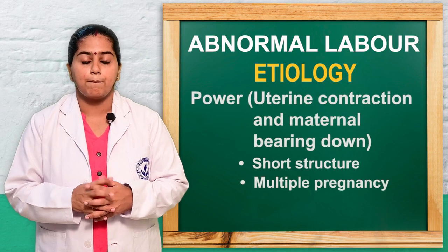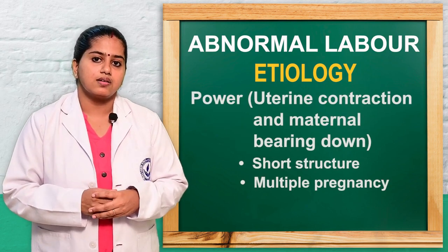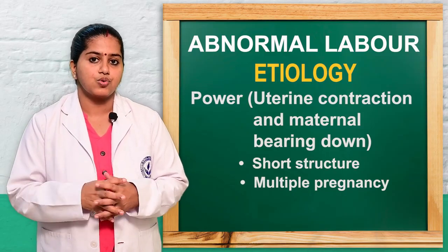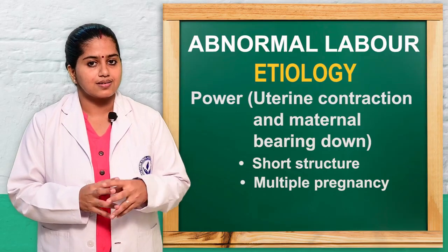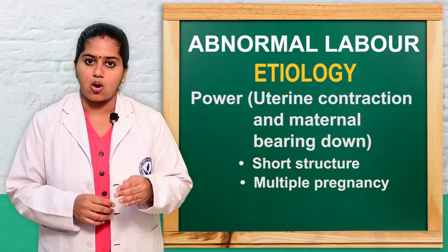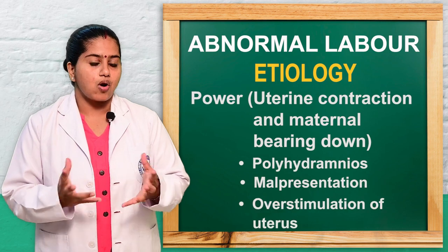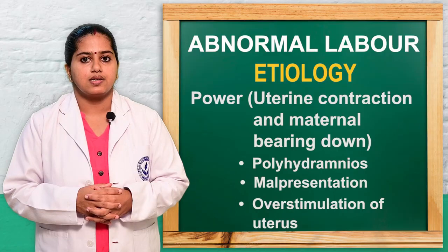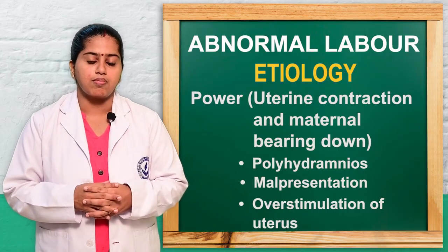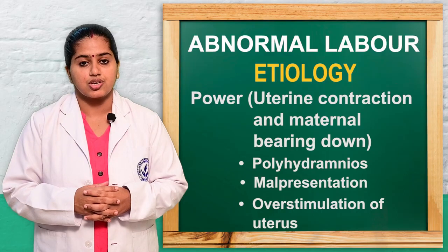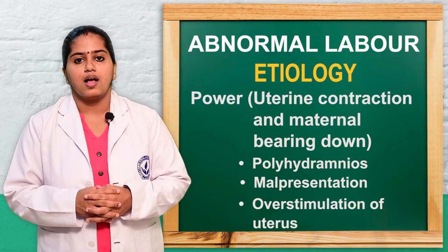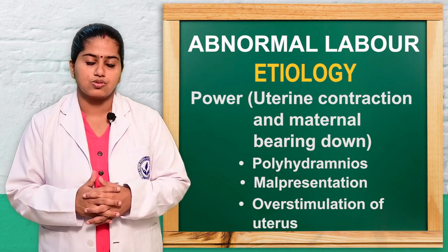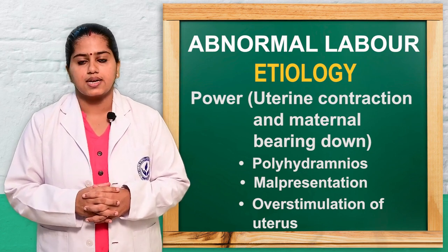Then next one is power. Power is the uterine contractions and the maternal bearing down, that is the pushing action. What are the factors that hinder it? If the woman is of short stature, multiple pregnancy, polyhydramnios that leads to laxity of the abdomen, malpresentation, and injudicious administration of oxytocin or other drugs. These are the major problems that lead to ineffective uterine contractions.